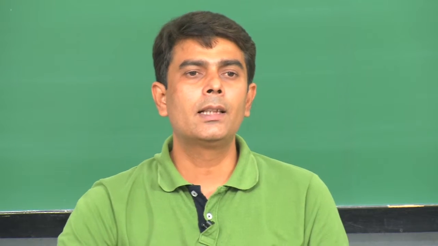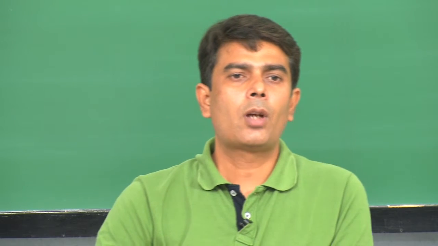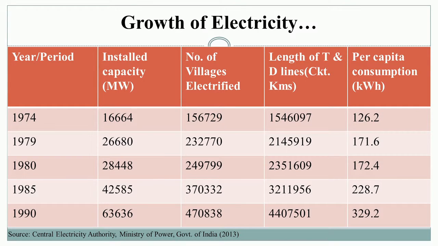And if we look again at the installed capacity of electricity in 1974, it was 16,664, and in terms of per capita consumption 126.2, which is far better than 98 kWh. In terms of village electrification also, around 1,56,729 villages were electrified, and this shows the progress in 1974.